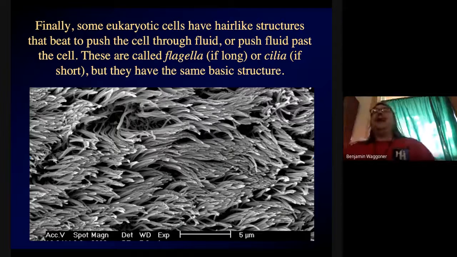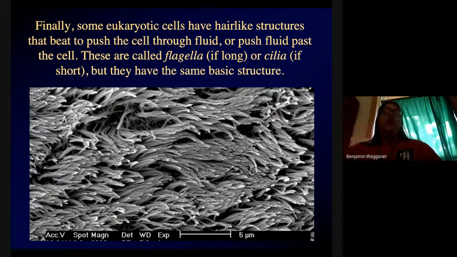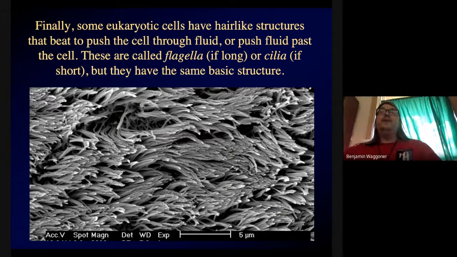Flagellum is Latin for a whip. Cilia is Latin for an eyebrow. So, like if you have a whip, you probably have just one and it's long. Your eyebrows are made up of lots of cells and they're short. But there's no real difference between the two except length. They've still got the same basic structure to them.